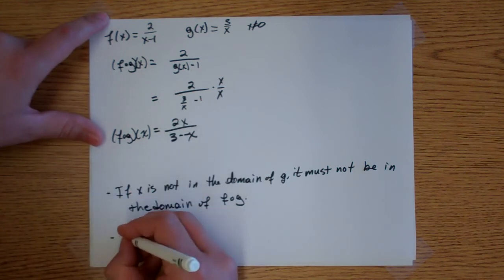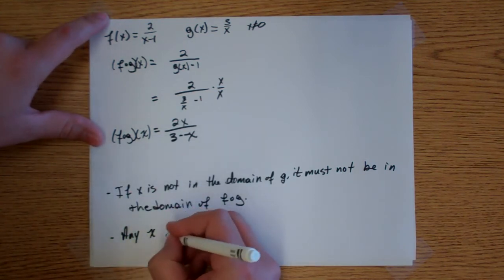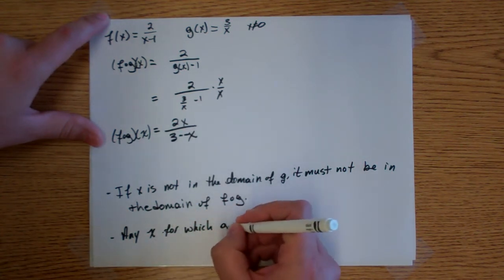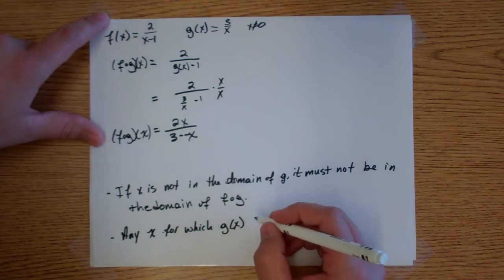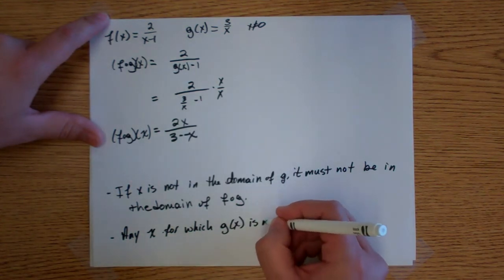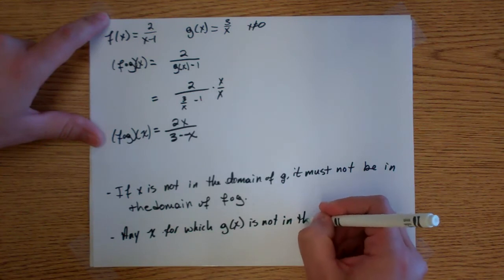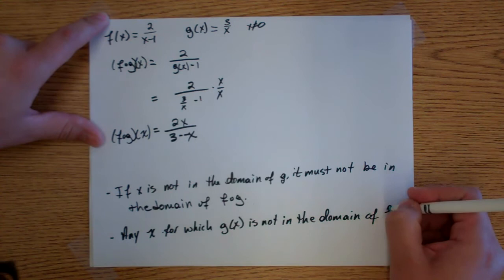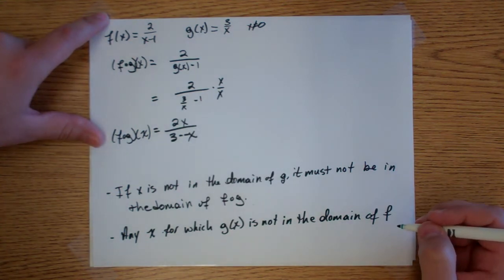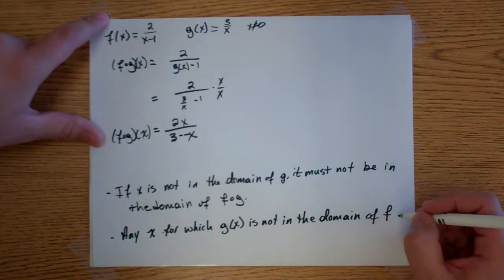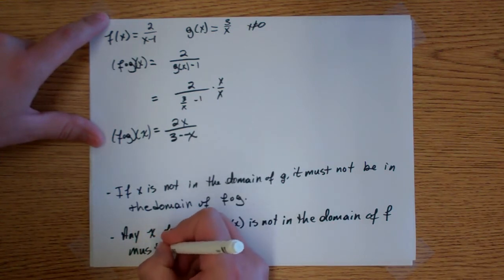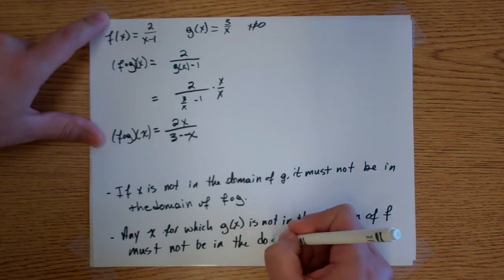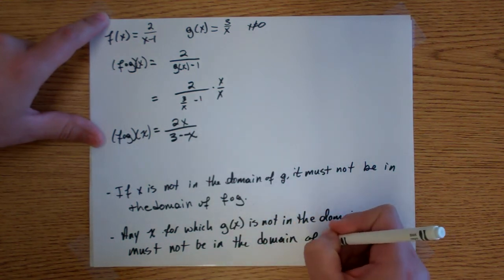Your second condition is any x for which g of x is not in the domain of f must not be in the domain of f of g.